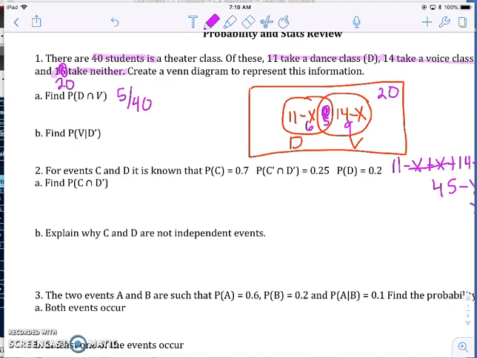And P of V given not D. So again, according to our definition, this is voice and not dance divided by the probability of not dance. So the probability of not dance would be 29. And the probability of voice and not dance would be this number right there. So we have 9 out of 29.